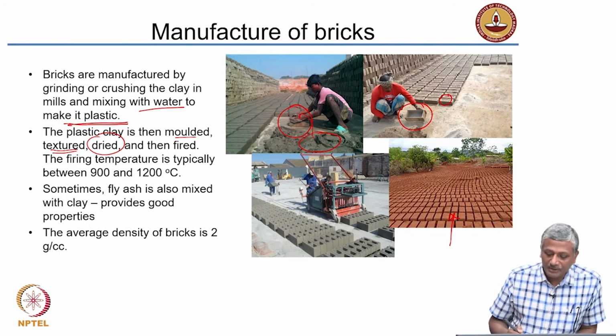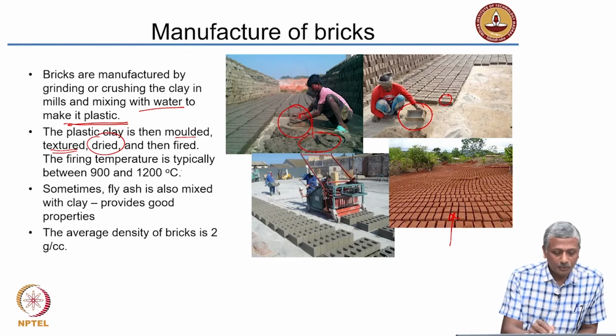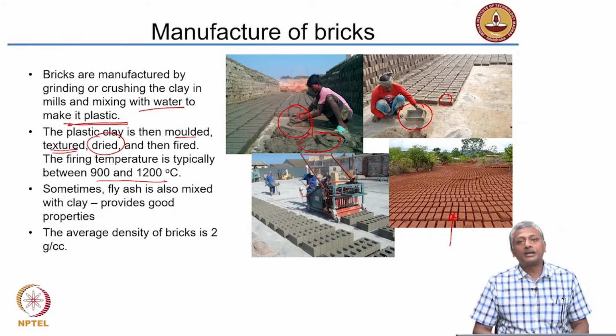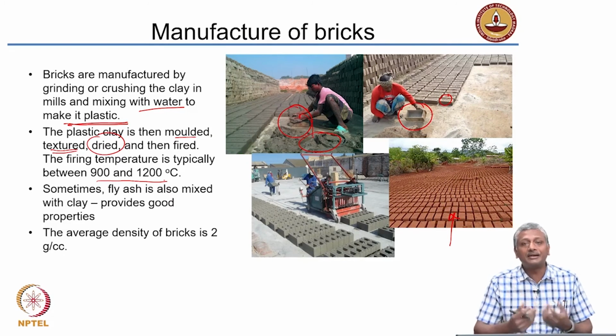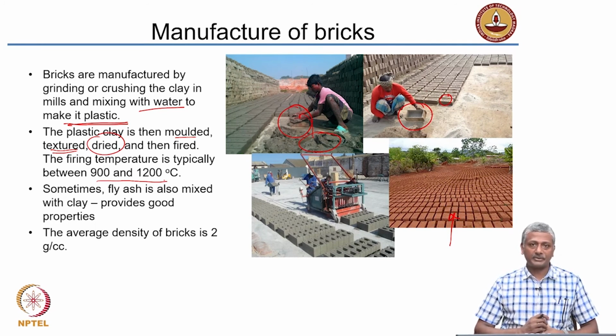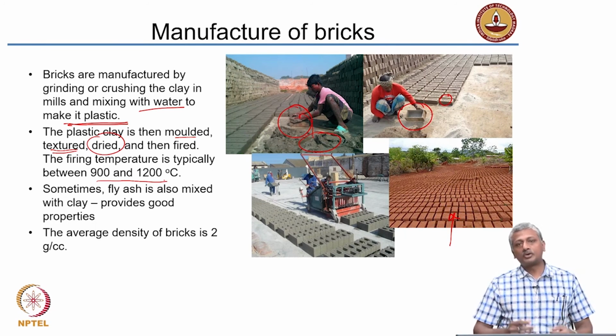Okay. Now, after drying, what do you do? You need to fire it at a high temperature, typically between 900 and 1200 degrees Celsius. So, at that temperature, the fusion of the particles, which is called sintering, actually happens. Okay. And then you have your bricks available for use in building.